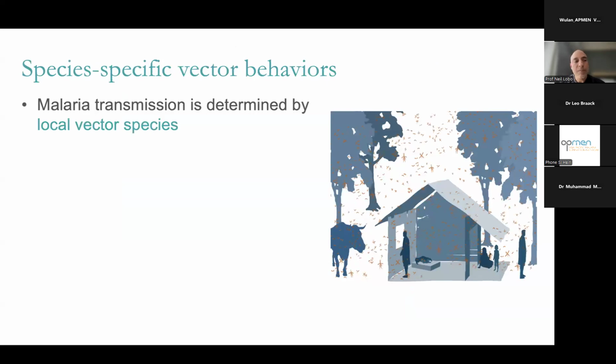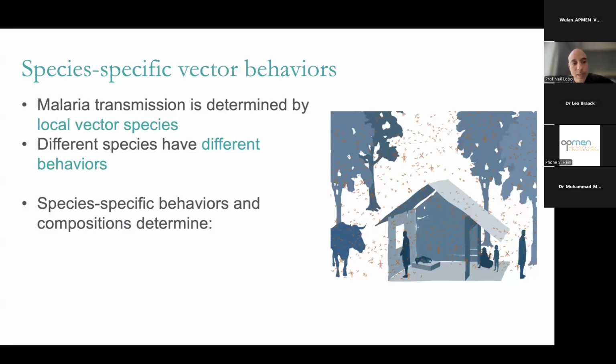So species-specific behaviors, right? Malaria transmission is determined by local vector species, obviously, because you don't necessarily have species from one country affecting species from another unless you have an invasive species, which is a completely different subject. Different species have different behaviors, obviously, as we know. So species-specific behaviors and compositions.